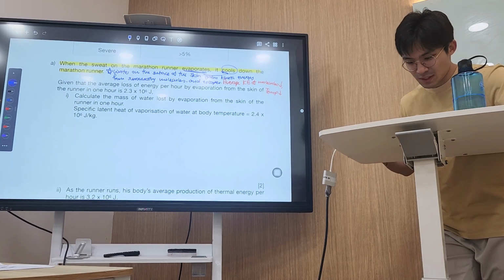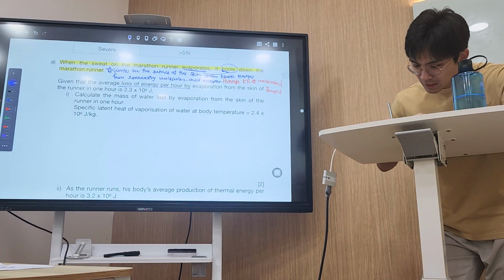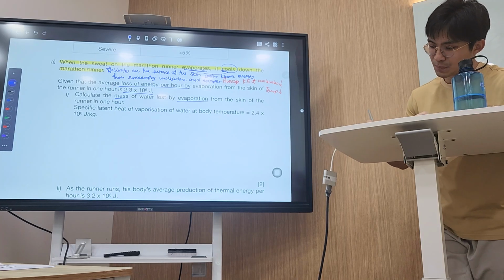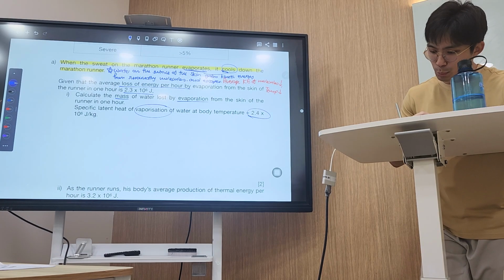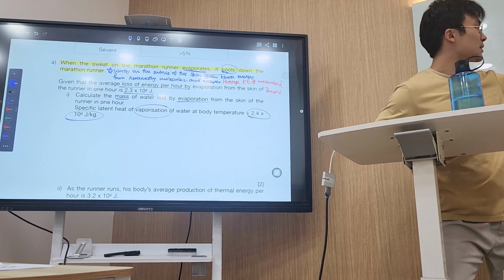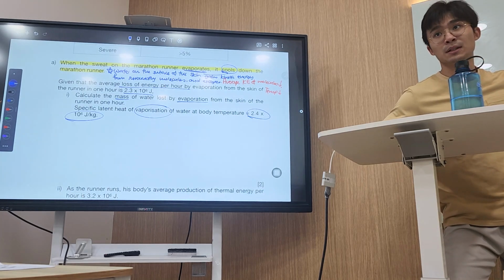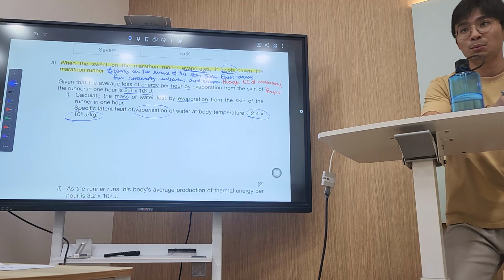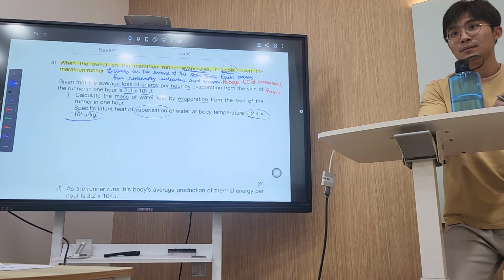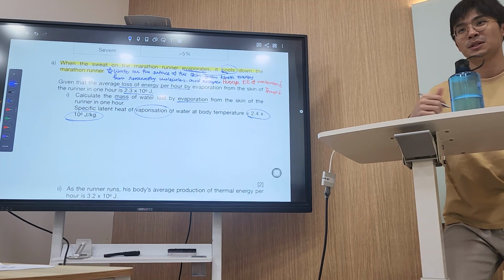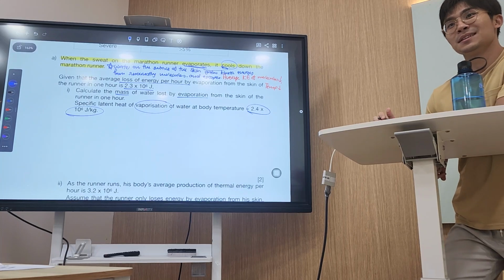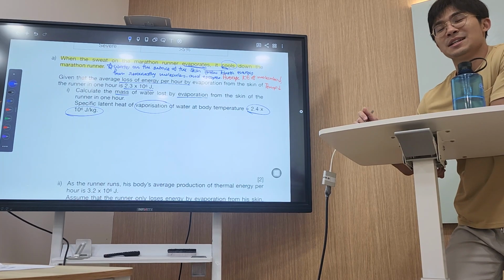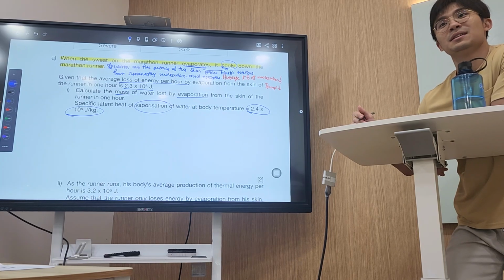Okay, let's go through. So average loss of energy per hour is 2.3 times 10 to the power 6. Mass that evaporated. Latent heat of vaporization, 2.4 times 10 to the power 6. We are going to use this formula. Change in state, right? Evaporation is liquid to gas. Did we do it? Yes. What's the formula? This one? What formula will you use? I just said it. Which one?